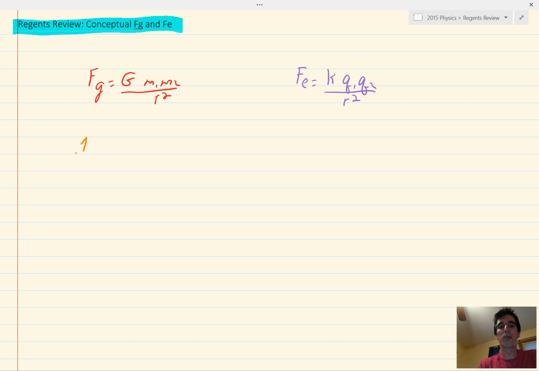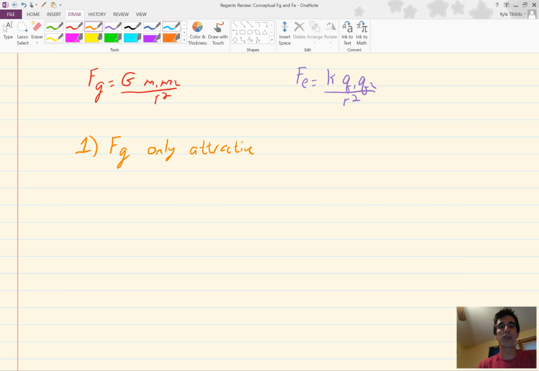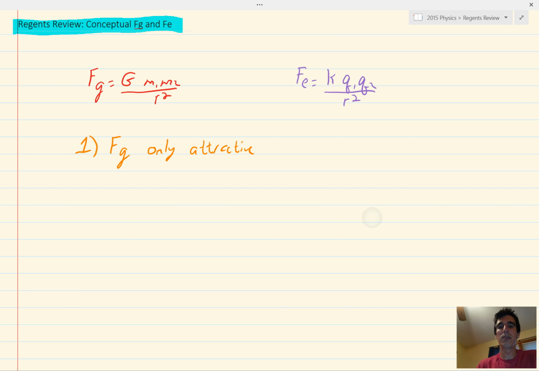So thing number one that we need to know about both of these: the force of gravity is only an attractive force. So you'll always have a positive force of gravity. However, Fe is both attractive and repulsive.